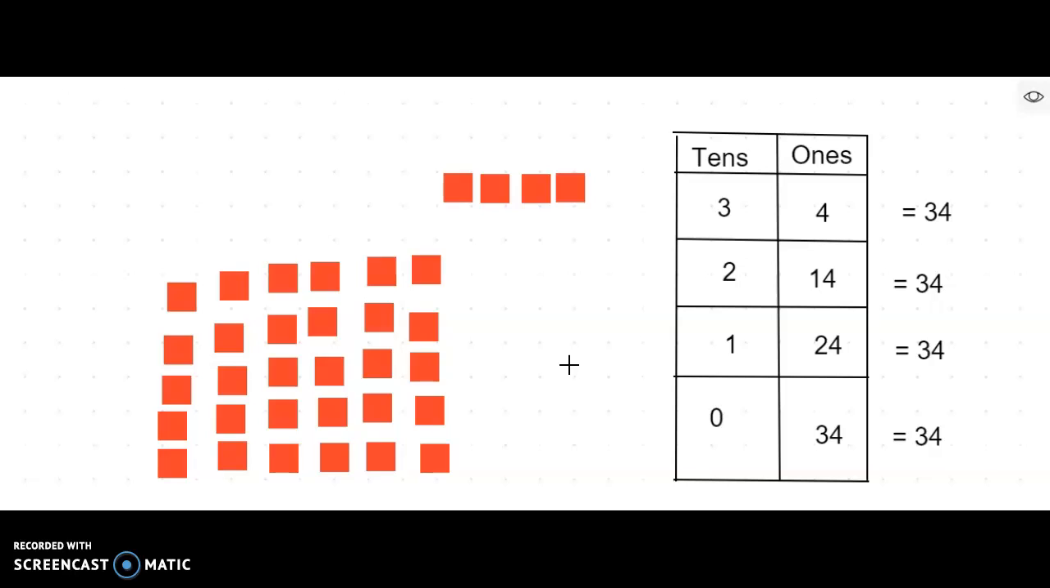We are going to keep practicing addition this week. We're going to get back into 2-digit addition. I am very excited.